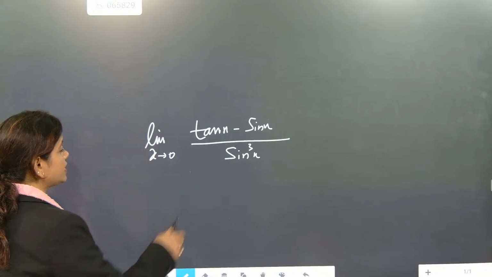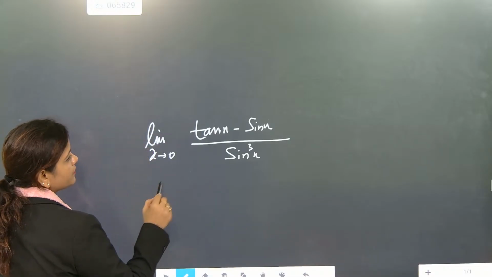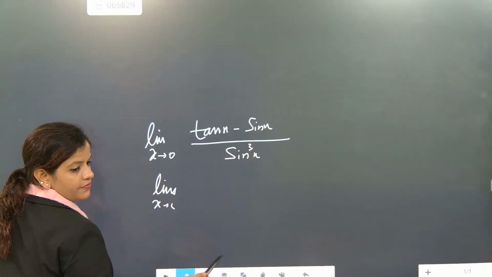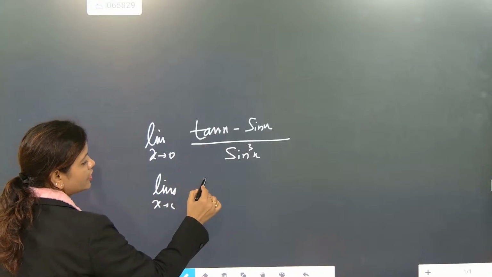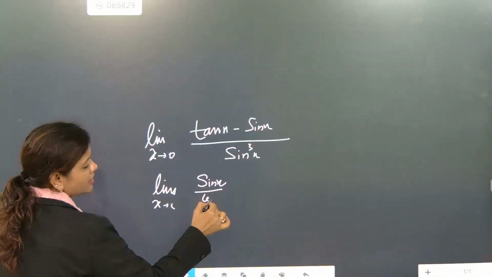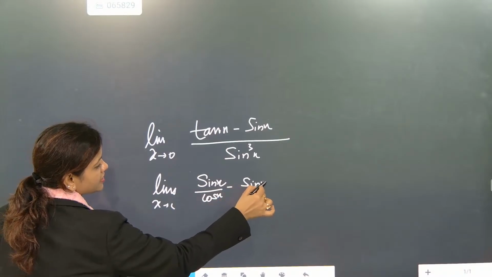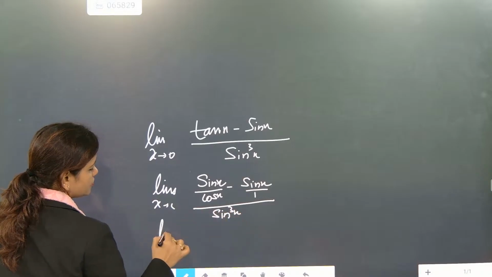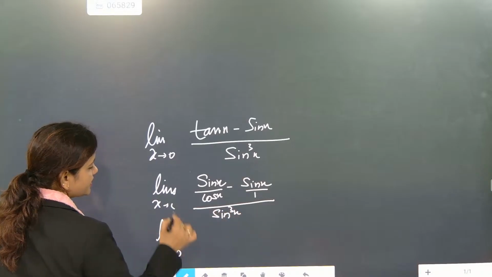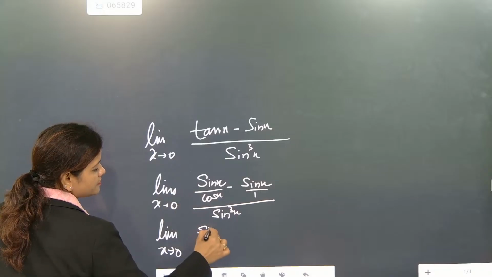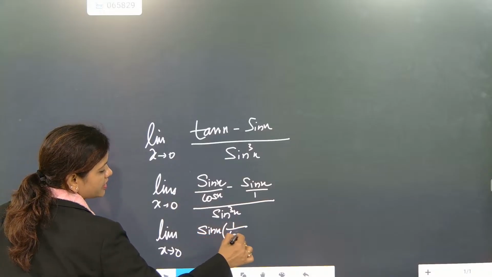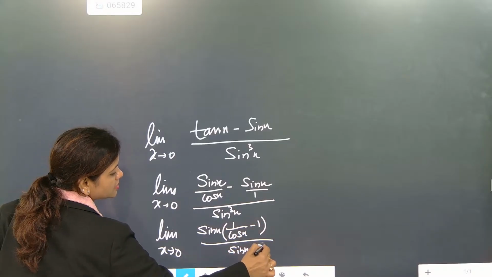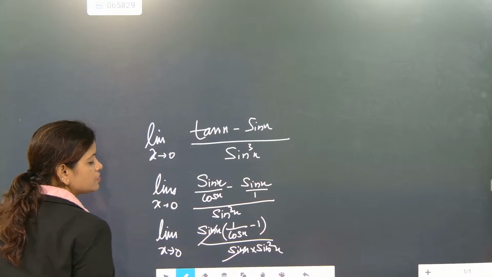So if this question is there, tan x is there. Can I write here one thing? See, if you put 0, it will come in 0 by 0 format, which is indeterminate. That is not correct. So what will we do? Tan x, we will write as sin x by cos x minus sin x, by sin cube x. So now limit x tends to 0, take sin x common, it will become 1 by cos x minus 1, by sin square x.